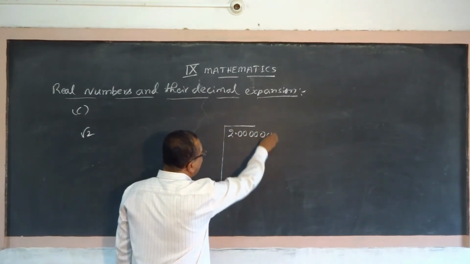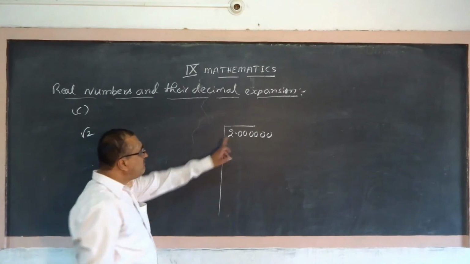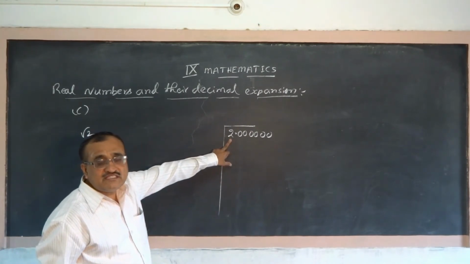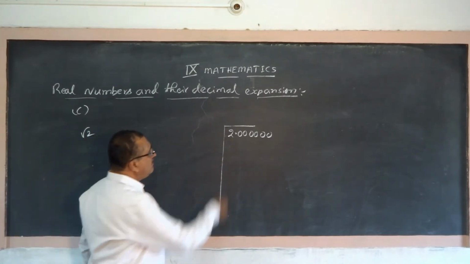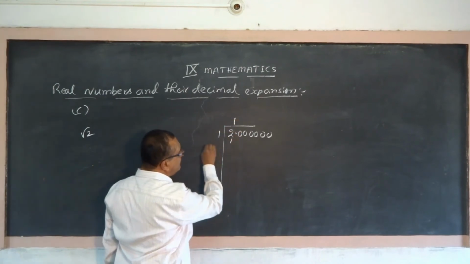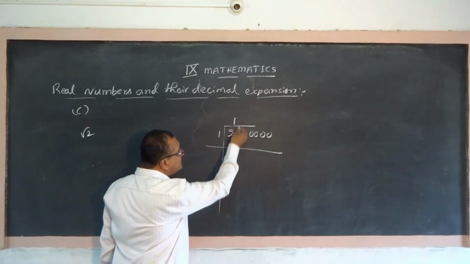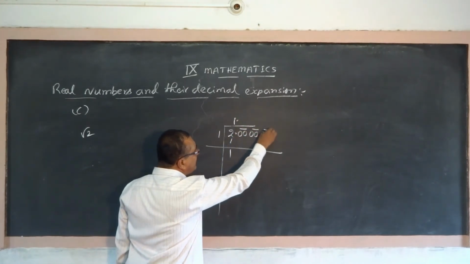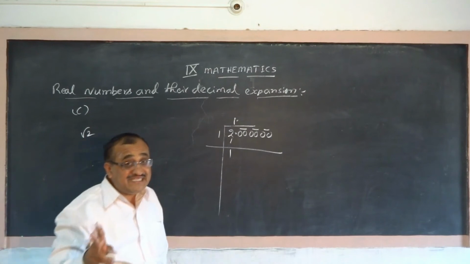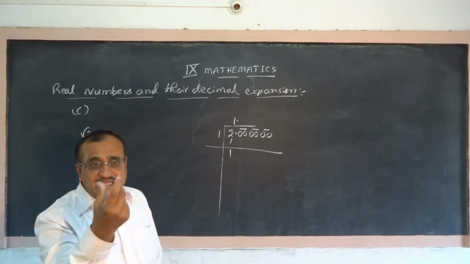Now first digit 2, its nearest square is 1. We write 1 ones are 1 like this. This is the method. 2 minus 1 is 1. Put the decimal. Here you are required to take 2 digits after the decimal at a time.